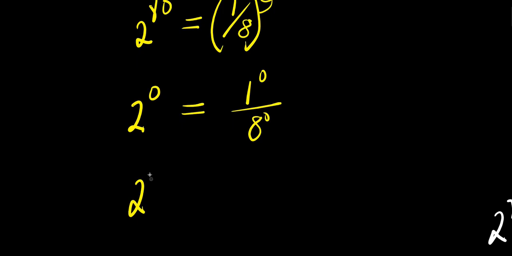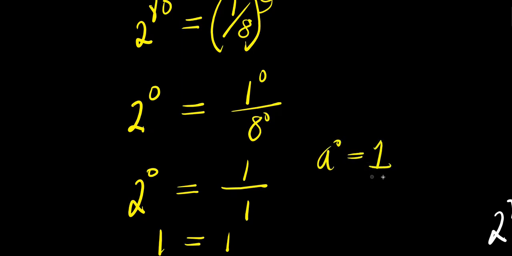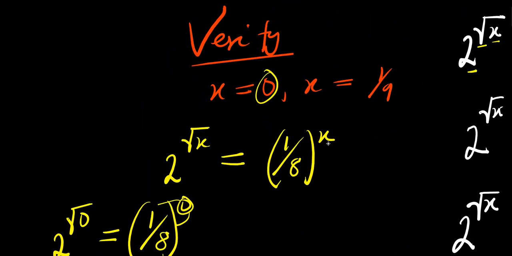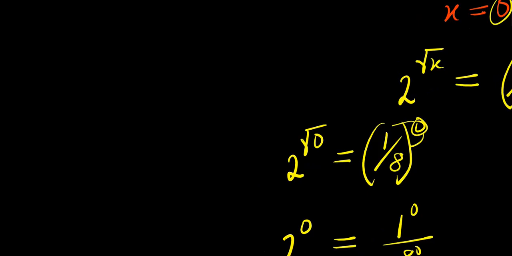So from here you have 2 power 0 equals 1 power 0 is 1 divided by 8 power 0 is 1. And 2 power 0 itself is 1. 1 divided by 1 is 1. Remember, any number raised to the power of 0 is 1, exception of 0 itself. So 0 is a valid solution. Let's check when x equals 1 over 9.